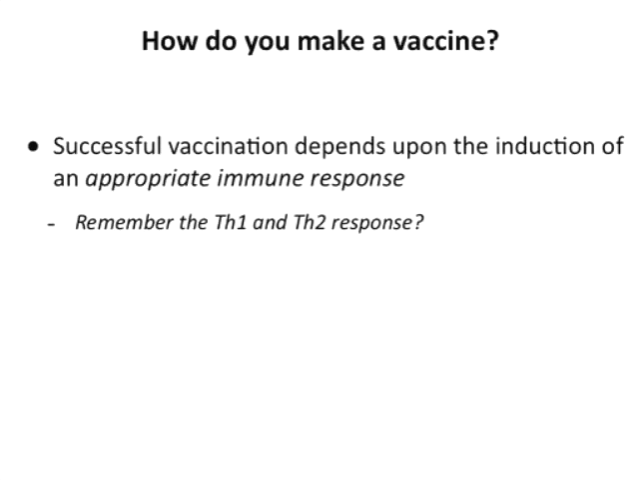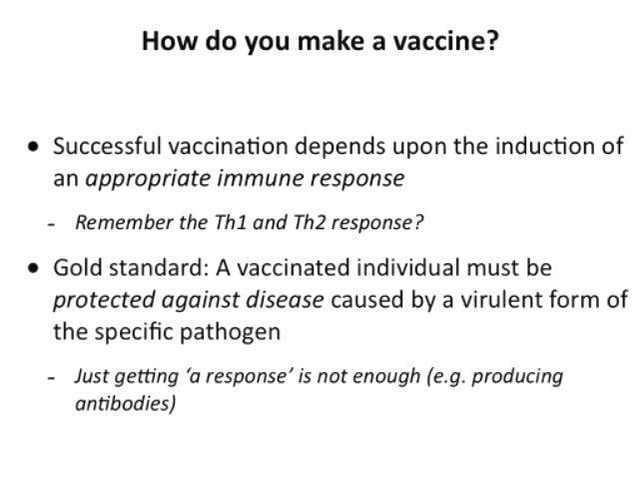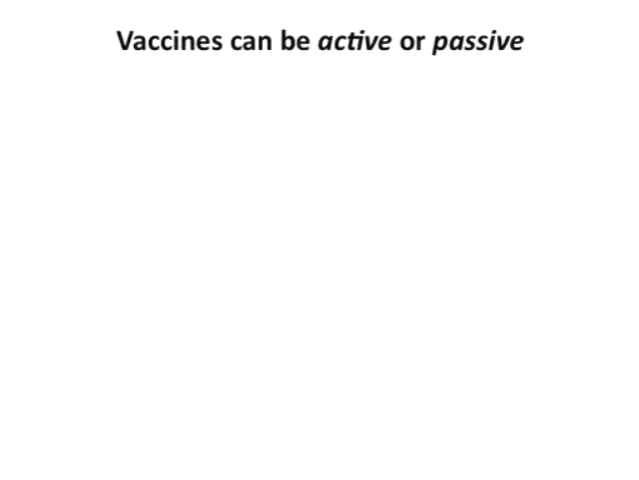So, how do you make a vaccine? You have to make a good immune response. You have to make sure it's balanced between Th1 and Th2, which is not easy to do, and some vaccines have gone afoul of that problem. And the gold standard is a vaccinated individual must be protected against disease by a virus that would otherwise cause significant disease. Getting a response is not enough. It's not enough just to make antibodies. They have to prevent infection.